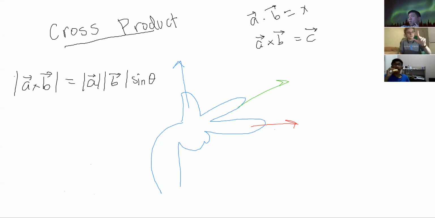The cross product is perpendicular to the plane on which your two vectors lie. So if you have vector A and vector B on one plane, then A cross B is going to be perpendicular to that plane. Now, you're going to see a lot of different symbols like into the page, out of the page, left, right, up, down. That's referring to the direction of A cross B with respect to A and B.